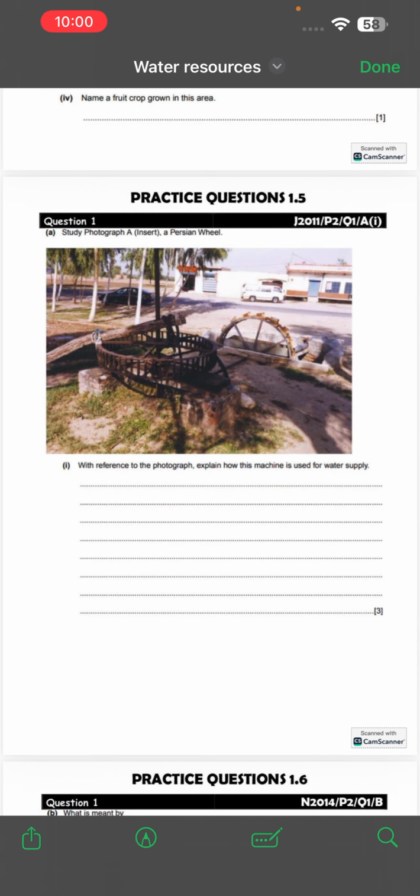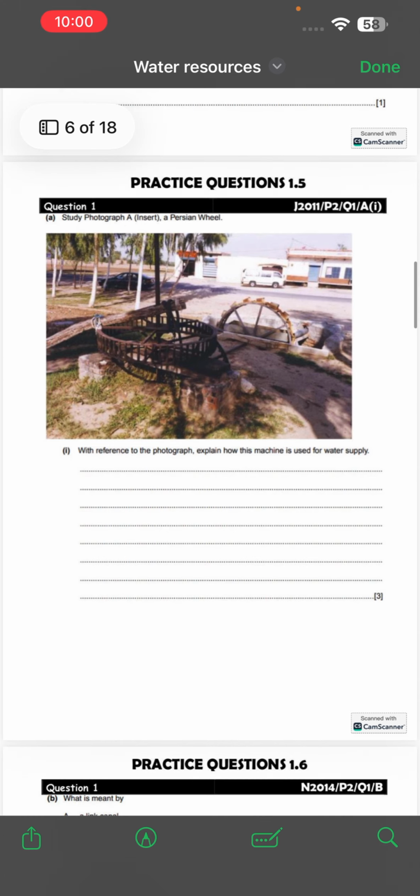1.5 is asking, they are showing a photograph. The photograph is showing a machine, and the question is to explain how this machine is used for water supply. This is basically a photograph of a Persian wheel, right? With reference to the picture, we need to tell how this machine is used for water supply. 3 marks, 3 bullet points, right?